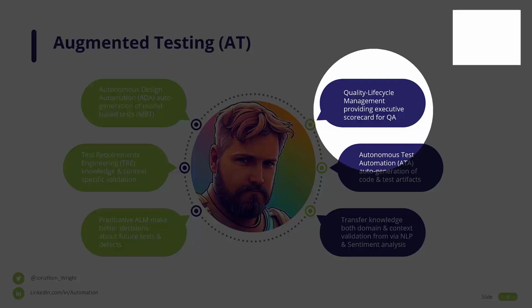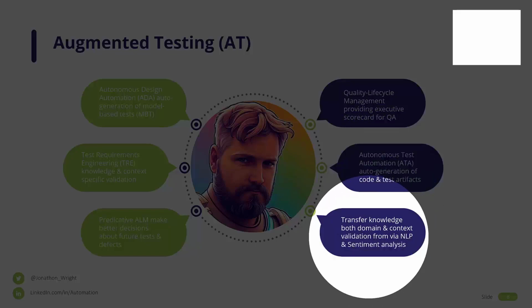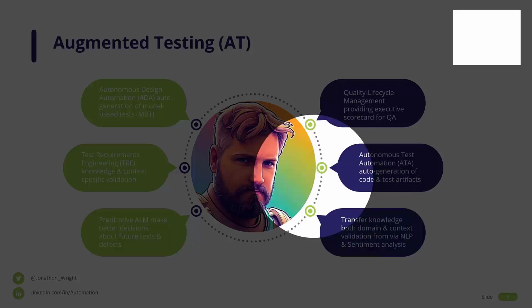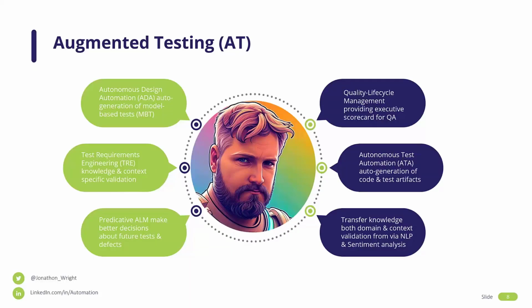So exec scorecard, quality lifecycle management or quality stream management, depending on how you want to look at it. The test automation, so autonomously generating code and the associated test artifacts. I'll be showing you that today, and then also transferring your knowledge from single points of failure within your business and how you can express that. And then another great generative AI image of what's been created.